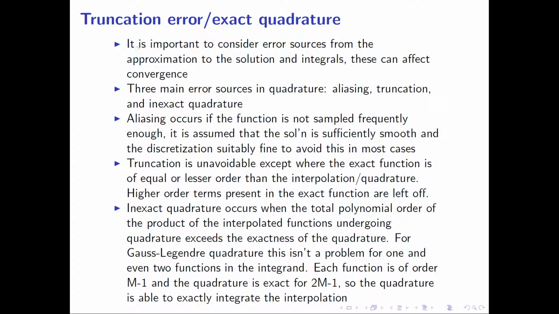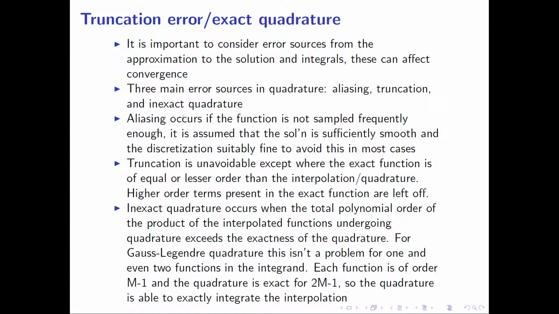So before we move forward with using our higher order quadrature, it's important to consider some of the potential pitfalls in terms of error terms that could impact the quality of your quadrature. The three main ones are aliasing, truncation, and an inexact quadrature.